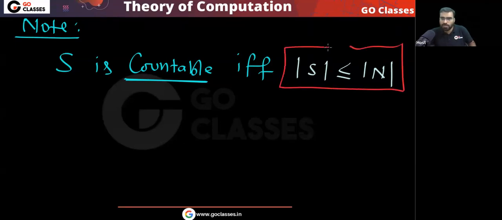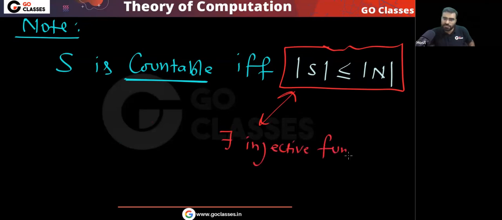Now what does this mean? This means there exists an injective function from S to N. So basically, you just have to give an injective function, right? Yes or no? You just have to give an injective function. Agree with me? So remember, this is what you can do.